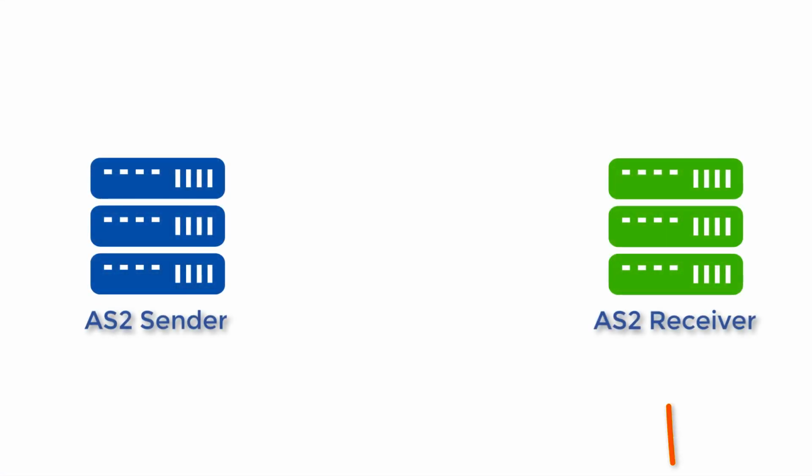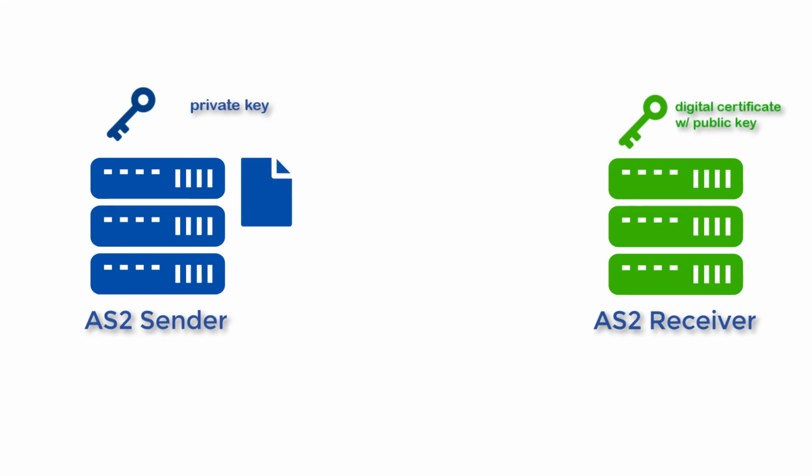Actually, there's only one thing that needs to be done on the receiving end. Your trading partner only needs to import the digital certificate you exported on that last step. Now, why is this step necessary? That digital certificate contains the public key that corresponds to the private key your server will be using to sign each AS2 message. So in order for the AS2 receiver to verify the digital signature on those AS2 messages, the receiver will need to have that private key's corresponding public key.